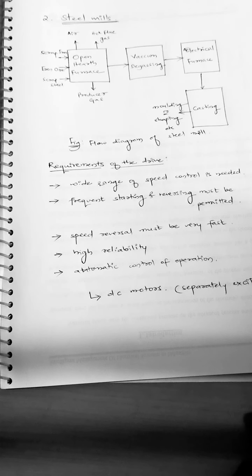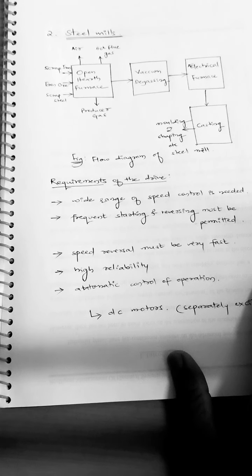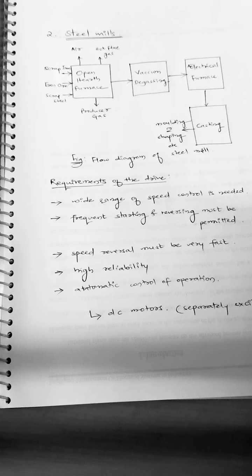Similarly, the next application we consider is steel mills; the block diagram shows the different processes. The requirements of drives in this application are that the drive should operate in a wide range of speed, and frequent starting and reversing must be allowed. In some cases speed reversal is needed and its response should be very high.